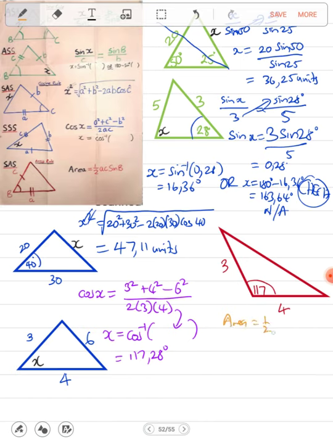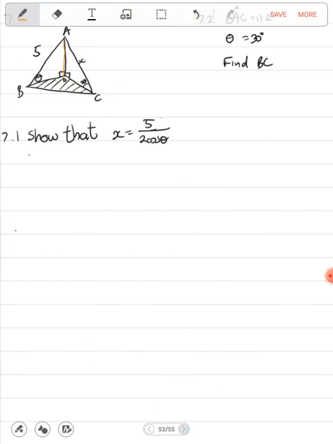equals half into the 3 into the 4 sine of the angle 117 degrees. Once on the calculator, out will come the area, in this case of 5.35 units squared, or based on whatever was in the picture, meters squared, centimeters squared, etc. If there were any mistakes here and there, please use your calculator and sort it out yourself. All the best in this concept.